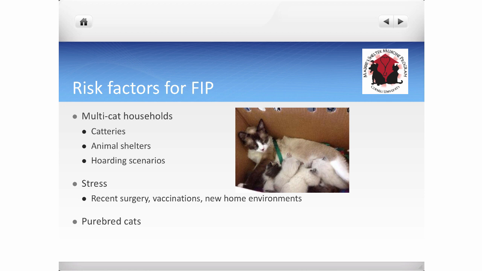But purebred cats, because they have the same genetics, may also have the same genetic predisposition to developing FIP. And so we don't truly understand it, but we do know that it's a risk factor, and that genetic predisposition speaks to it.